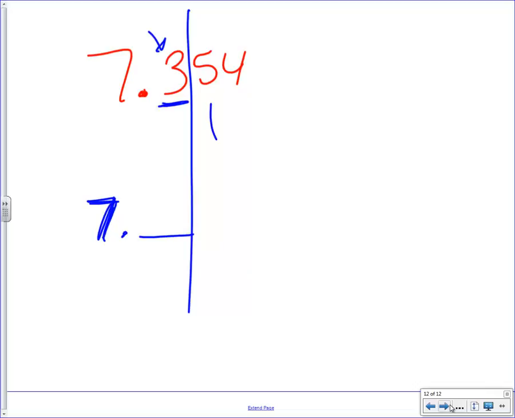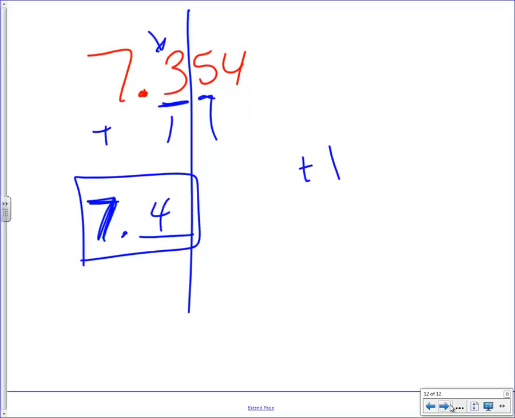So I look here at this guy, I see a 5, and the 5 makes me add 1, right? Because it's that 5 or more category. And so if I add 1 to that 3, I end up with 7.4. So I rounded to the nearest tenth by finding the tenth position and looking at the number just to the right of the position we're rounding to.